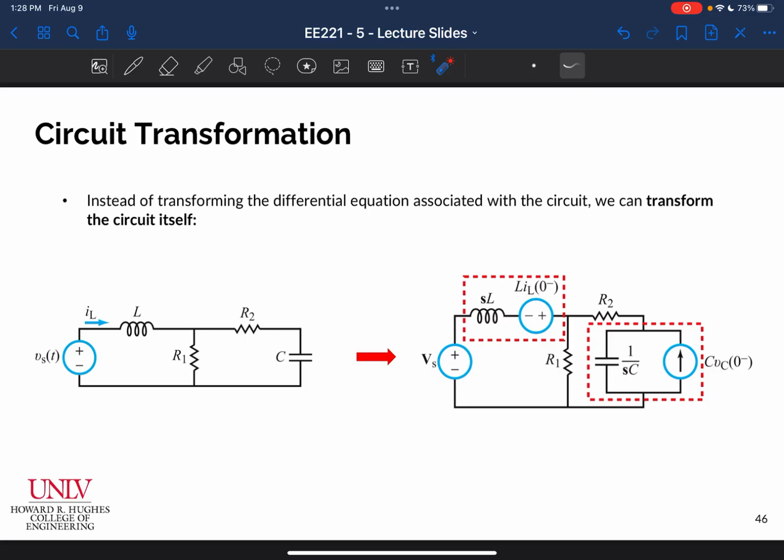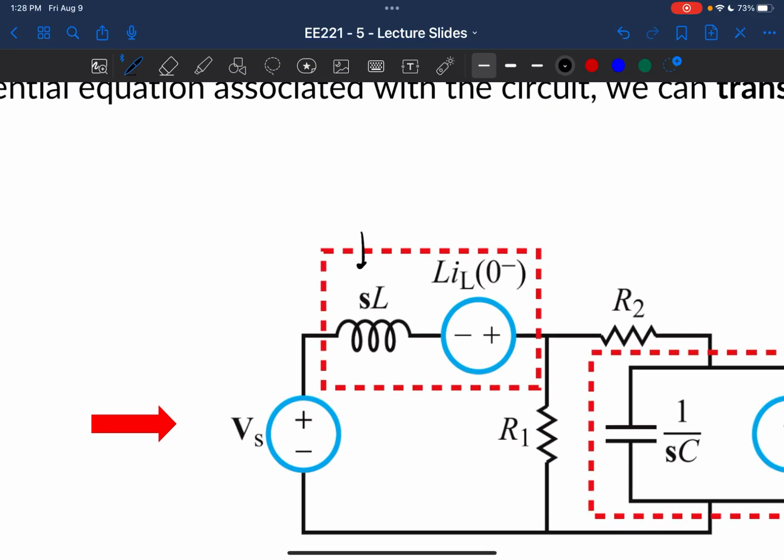And so you may have already noticed this. Remember when we did phasors, we would say that the impedance in the frequency domain for an inductor was j omega L. And then we also said at some point that we can assume S is equal to j omega when we're doing frequency response. Well, now you can see that S is part of the S-domain equivalent for an inductor. So you could kind of see here that I could say that this is j omega L.